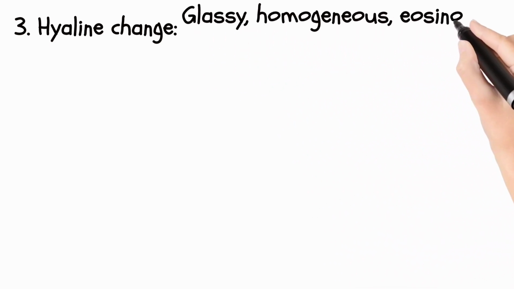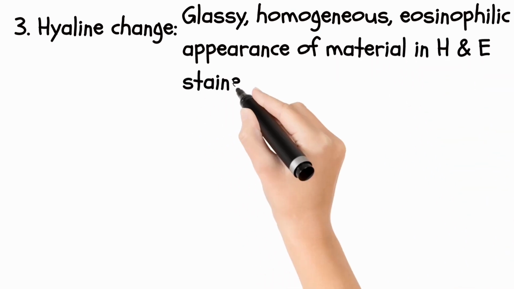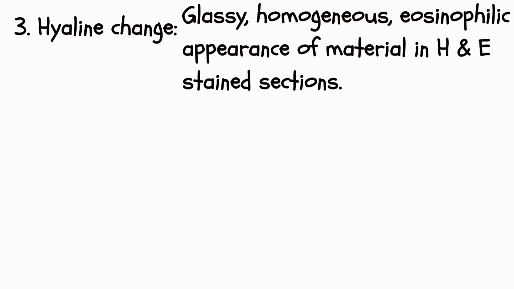Hyaline is a descriptive histologic term for the glassy, homogeneous, eosinophilic appearance of material in hematoxylin and eosin stained sections and does not refer to any particular specific substance. So the affected cells and tissues lose their structural characteristics and fuse together into a homogeneous mass.